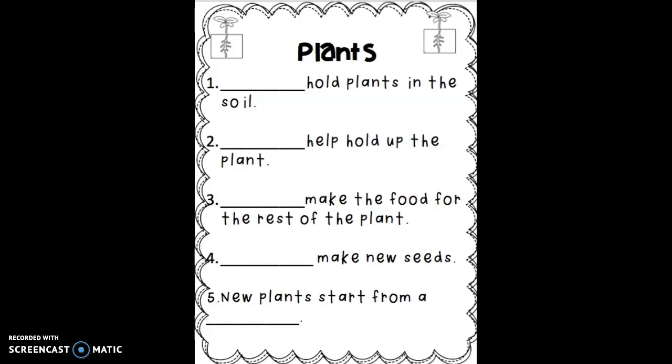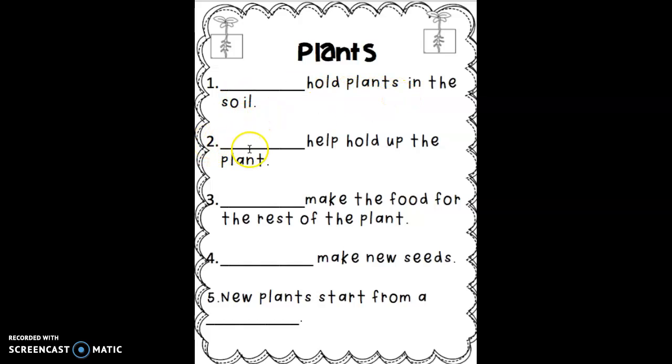For this science activity, you're going to use what you know about the parts of the plant to fill in the blanks. So number 1, blank hold plants in the soil. So use the plant picture resources that have the words to help you figure out which part of the plant holds it in the soil.